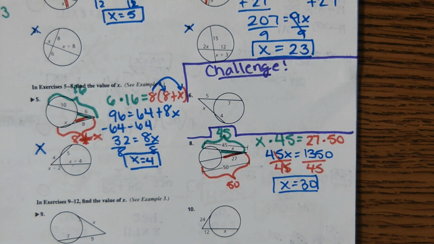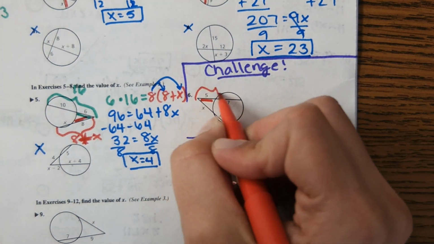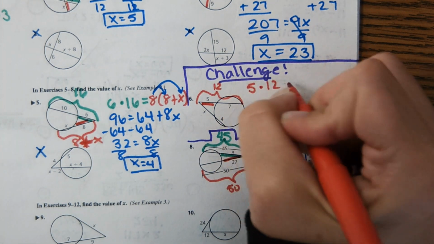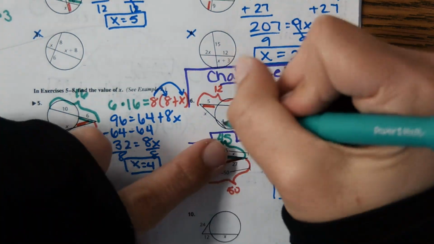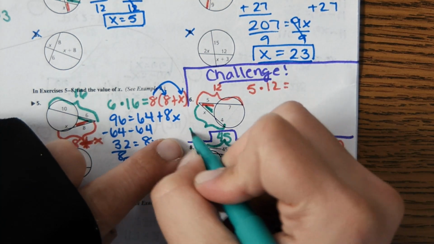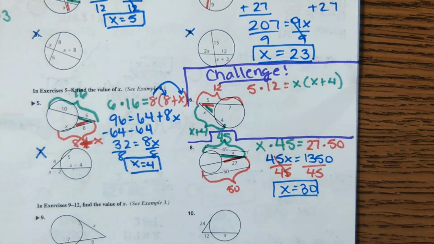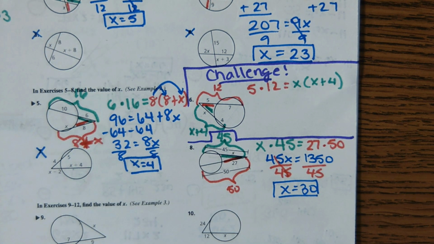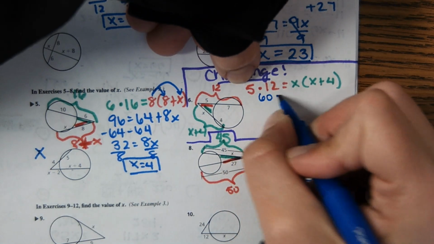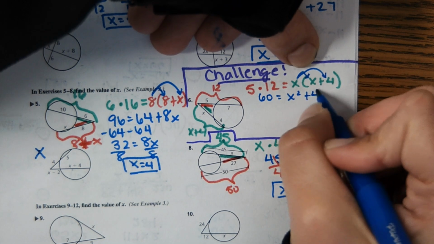So for this problem, it starts out the same way we saw. So it's this exterior segment times the length of the whole thing, which 5 plus 7 is 12. So we're going to have 5 times 12 equals, over here, the exterior segment times the length of the whole thing, which would be x plus 4. So we have x times x plus 4. Okay, so I'm going to go ahead. 5 times 12 would be 60. Distribute the x here. We get x squared plus 4x.